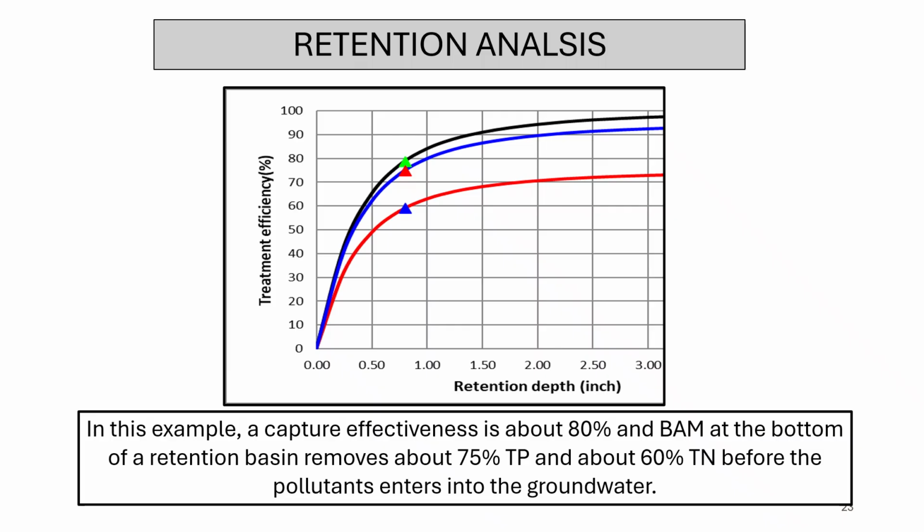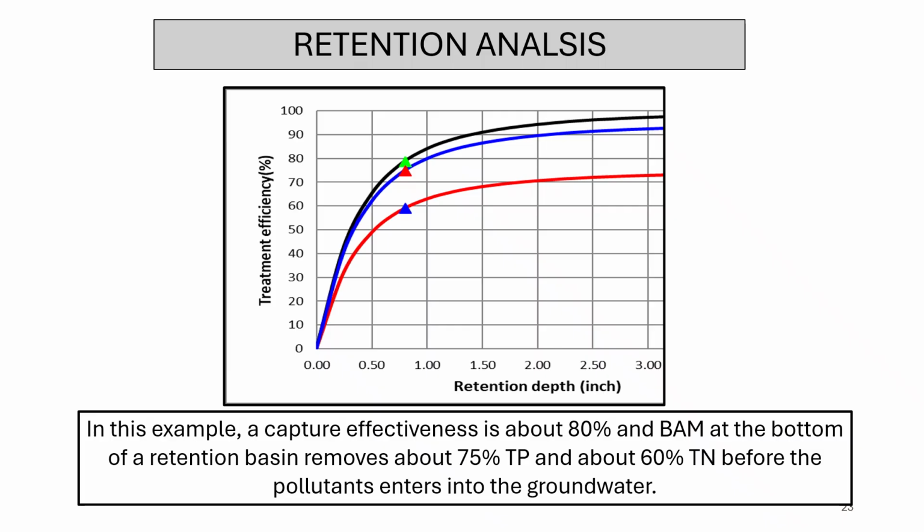This example walks through a retention analysis to demonstrate the level of groundwater protection that a biosorption activated media system can provide. In this scenario, the capture effectiveness of the retention basin is approximately 80%, meaning that 80% of the total average annual runoff is being infiltrated through the BAM layer rather than bypassing treatment entirely. The remaining 20% is not captured, but the majority of stormwater is being directed through the media for treatment.